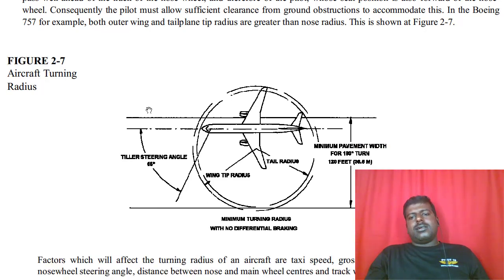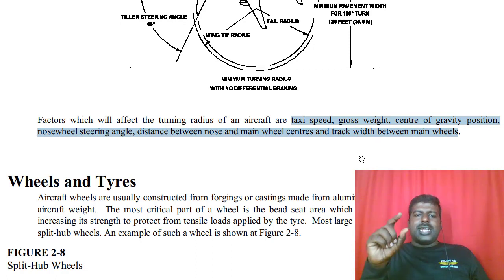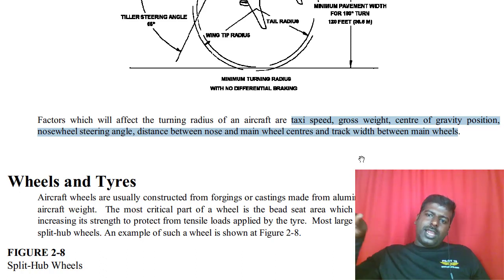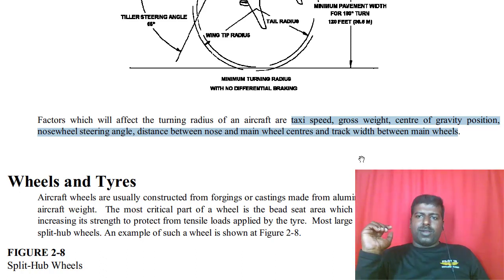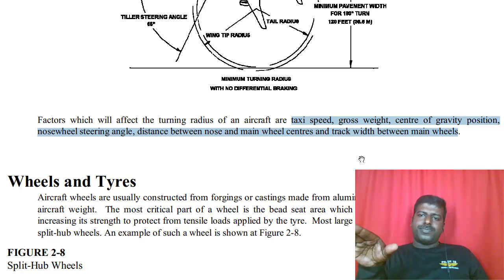Okay, it is affected by a lot of factors like taxiing speed, gross weight of the aircraft, center of gravity position, nose wheel steering angle, distance between nose wheel and main wheel centers, and track width between main wheels. These are the governing factors which determine the turning radius of an aircraft. One is the taxiing speed. If the speed is more, it will need more area, means it will require more radius to go for a 180 degree turn. And if the weight is more, then also the same.